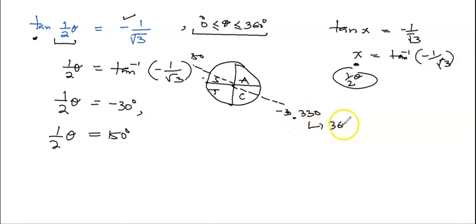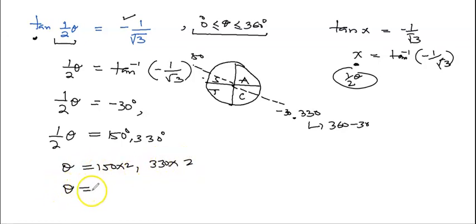How do I get that? Because it's 360 minus 30. So you have 330. And so these are the angles. But what you're going to do here, this is half of theta, but you're looking for theta. So theta is equal to 150 times 2, 330 times 2. You can say theta is equal to 300. This one is 660, but this is out of the range. Remember, the range is just from 0 to 360. So I don't need this answer here. Right? So my final answer is only 300.